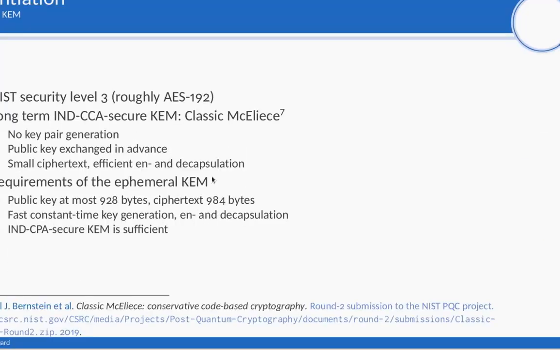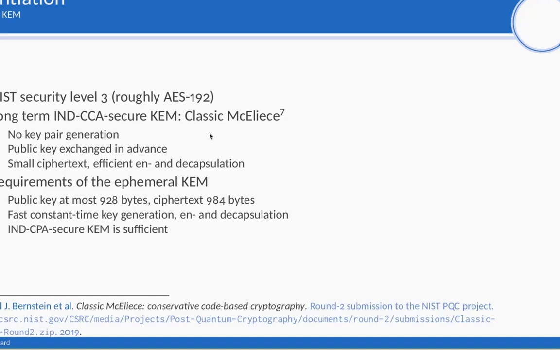And with the protocol fixed, we can instantiate it with some post-quantum KEMs. But what should we pick? Recall that we would like to achieve NIST security level 3. So we took a look at the NIST IND-CCA secure KEMs at that time. And we realized that Classic McEliece is the best choice for the long-term KEM.